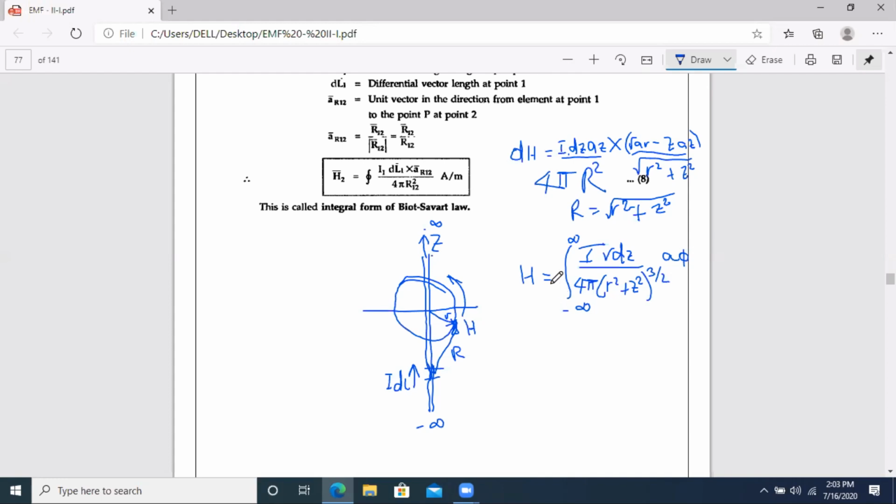So if we integrate I dz, we are going to integrate along the z. So this becomes I over... by... So that is your answer.